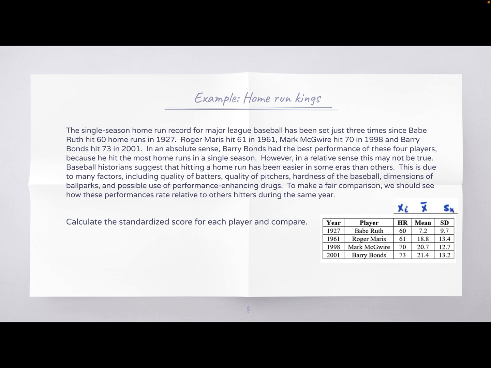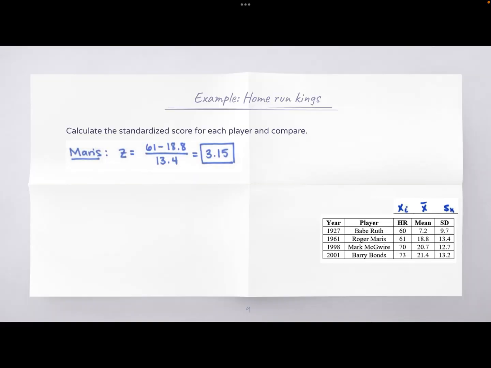So we are going to use that formula. Let's identify the parts of the formula. x_i is our observation, x bar is our mean, and s_x is our standard deviation. So we do our observation minus the mean over the standard deviation. For Babe Ruth, it's 60 minus 7.2 over 9.7. So it's 5.44 standard deviations. We're going to do that for each one. Here's Morris: 61 minus 18.8 over 13.4. Remember, we're getting this from our table. That one is 3.15 standard deviations.